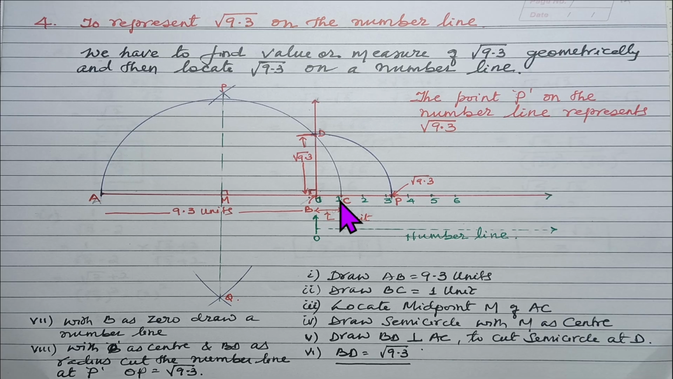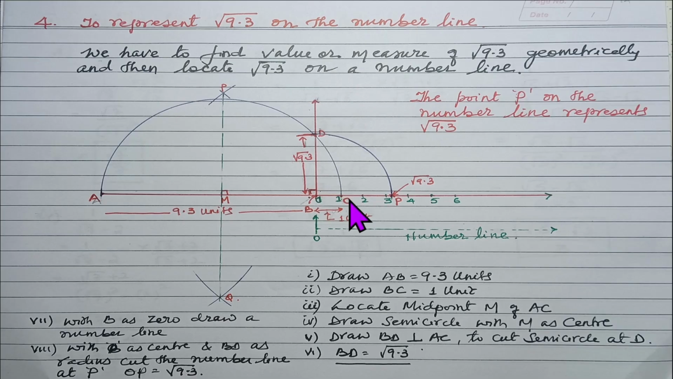Draw BC equal to 1 unit. Locate the midpoint M of AC. With M as center and AM as radius, draw a semicircle. Now draw a perpendicular at point B, BD, which cuts the semicircle at point D. Now, the measure of BD is equal to root 9.3. So the value of root 9.3 is the length BD.